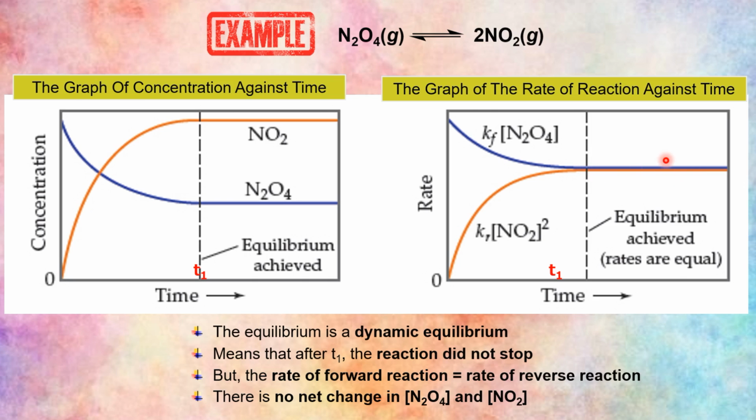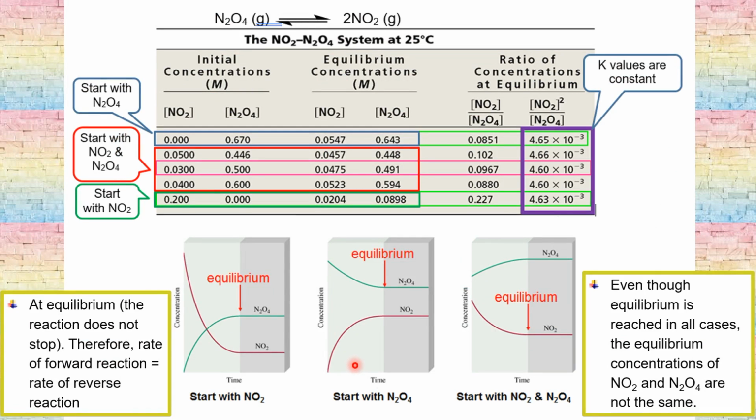Alright, so next, this is an example of a graph of concentration against time. There are three cases. The first case starts with NO2. From this equation, the left side refers to the reactant, and the right side refers to the product. So for the first case, it starts with NO2, which means it starts with the product.